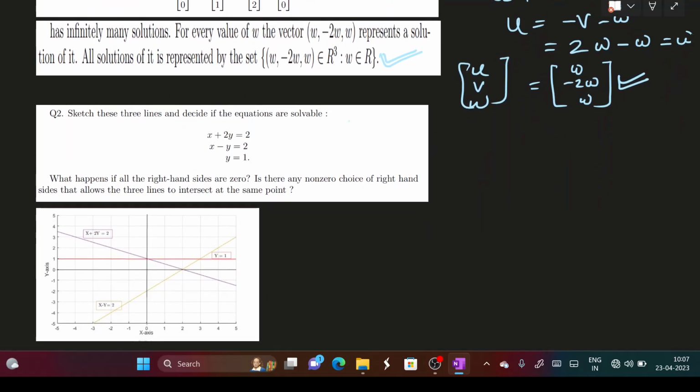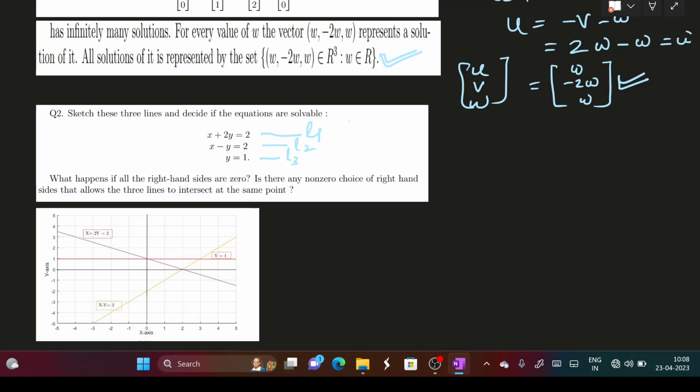So each line, this is my L1, this is my L2, and this is my L3. So how to plot it? I will plot any 2 points on the straight line. Then I will join those 2 points and I will get my straight line.